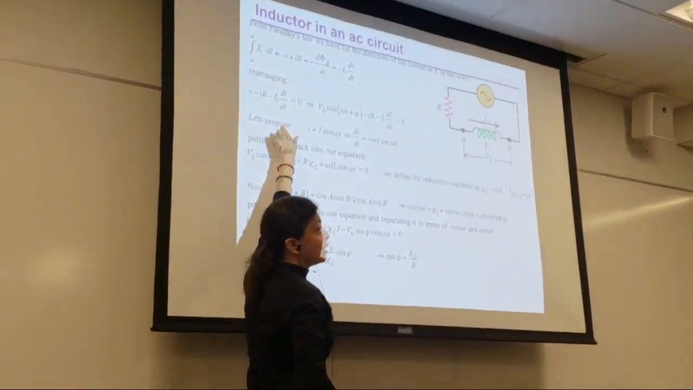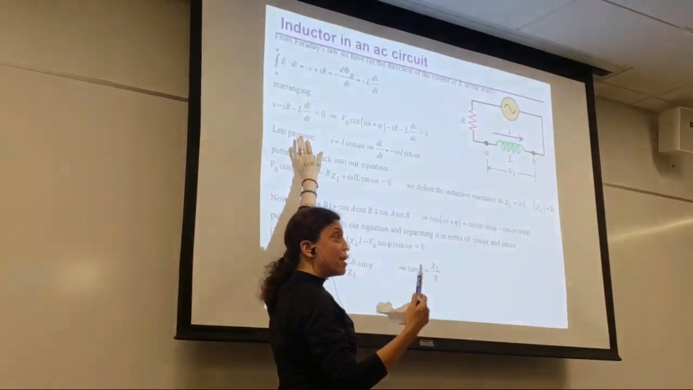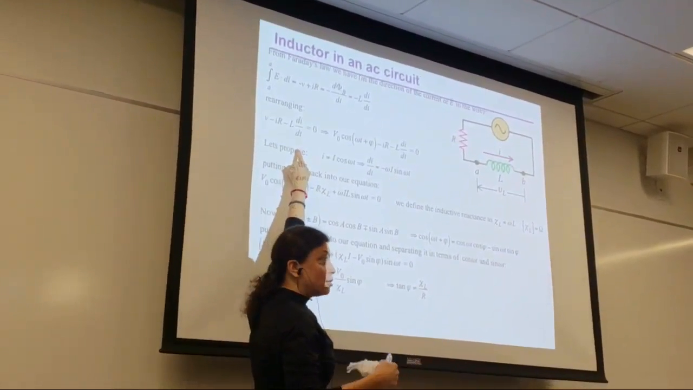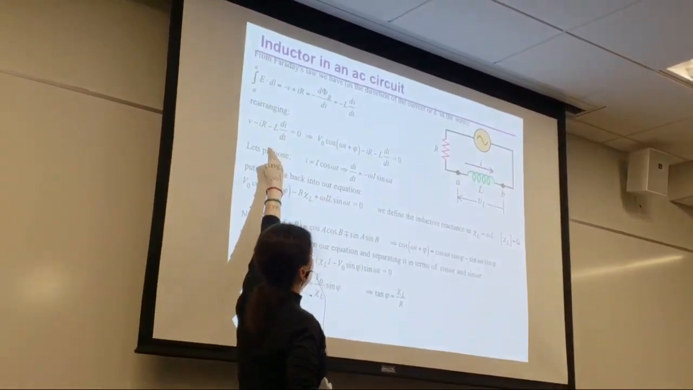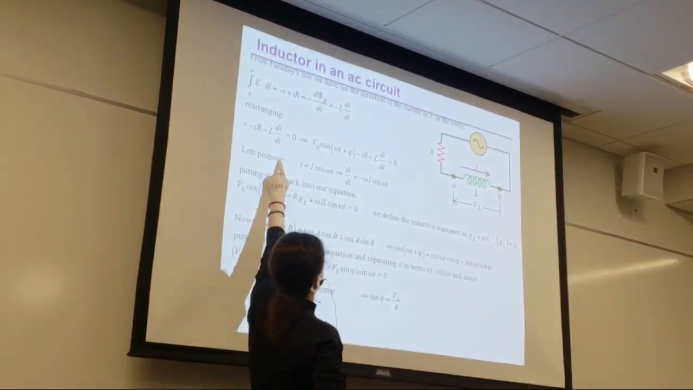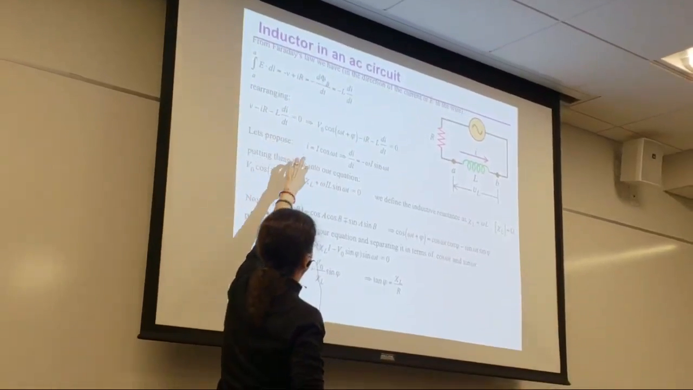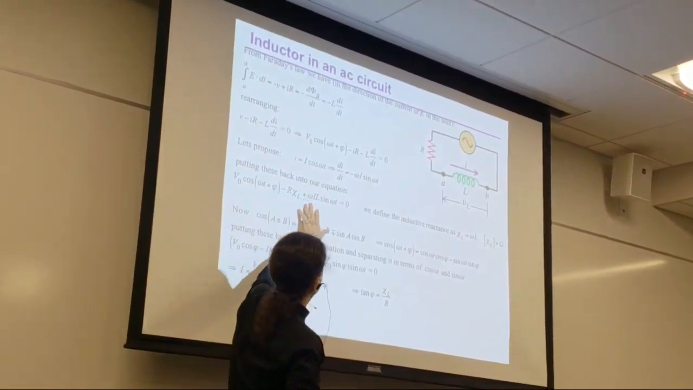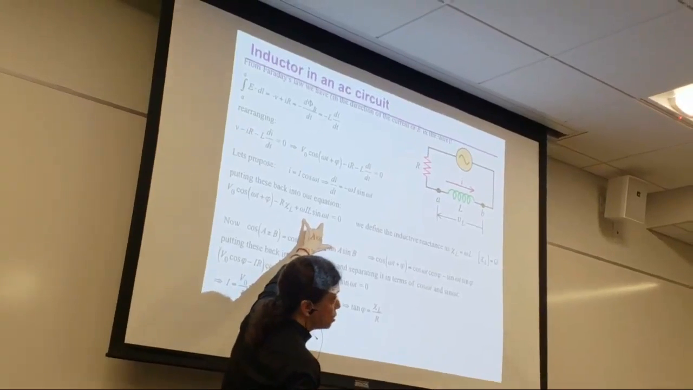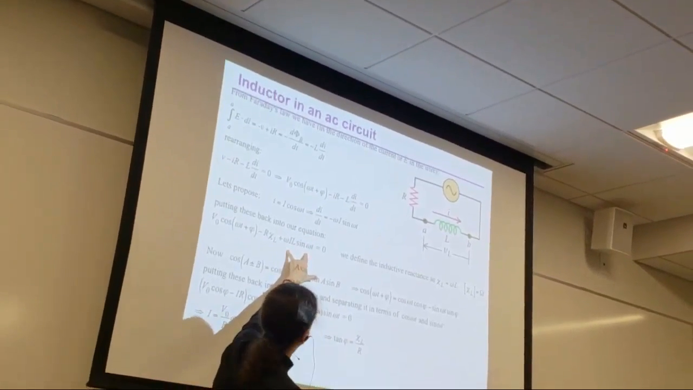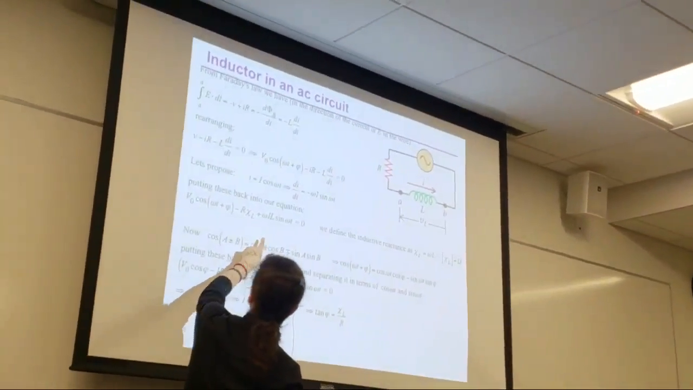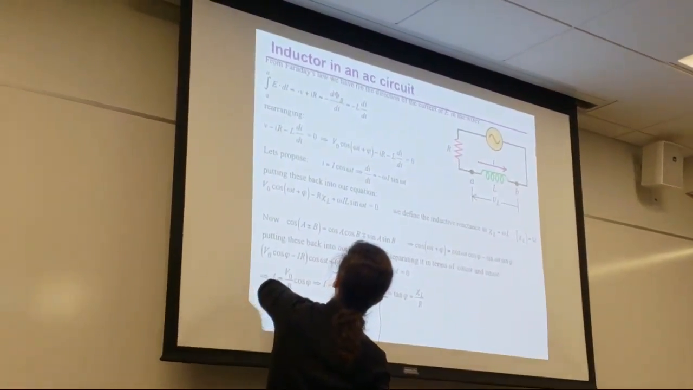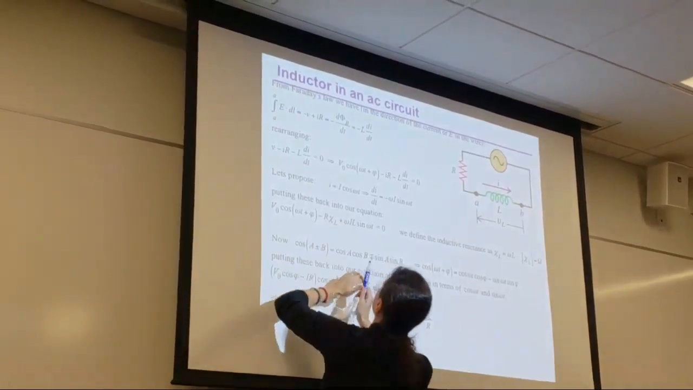The voltage across the inductor could be positive or negative depending on whether the current is increasing or decreasing, remember? So this depends on the sign of di/dt. Anyway, if I put in my solution, I get these terms. So this is the voltage across the inductor, the cosine omega t.